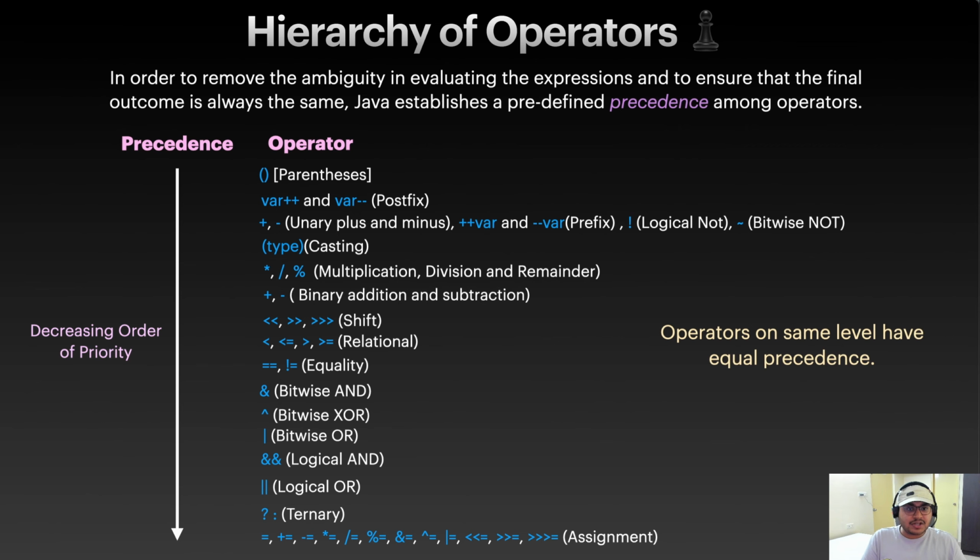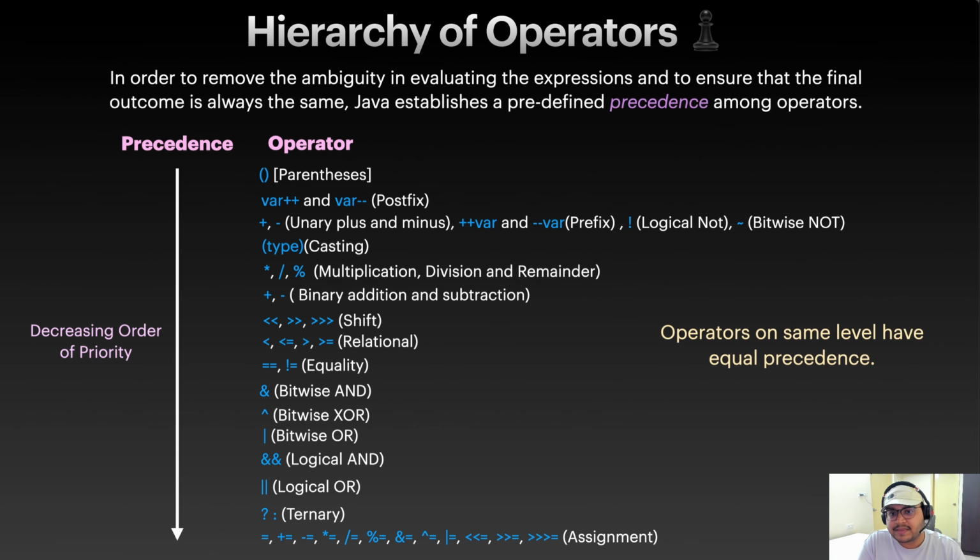Addition and subtraction come next, followed by shift operators, relational operators, equality operators, bitwise AND, XOR, OR, logical AND, OR, then the ternary operator, and finally the assignment operators, which have the lowest precedence. Note that operators which are on the same level have equal precedence. For example, multiplication, division, and modulo share the same priority. To resolve ties amongst them, we use associativity, which will be covered in the next segment of this episode.